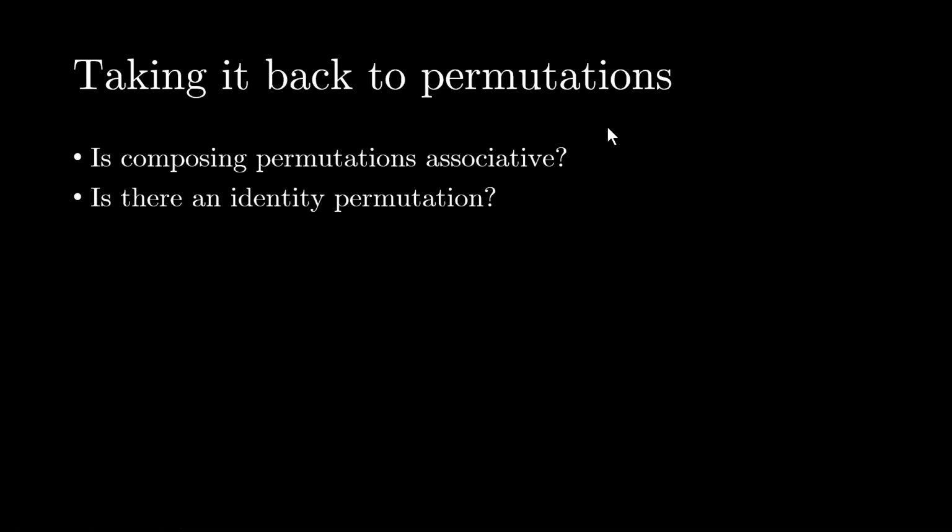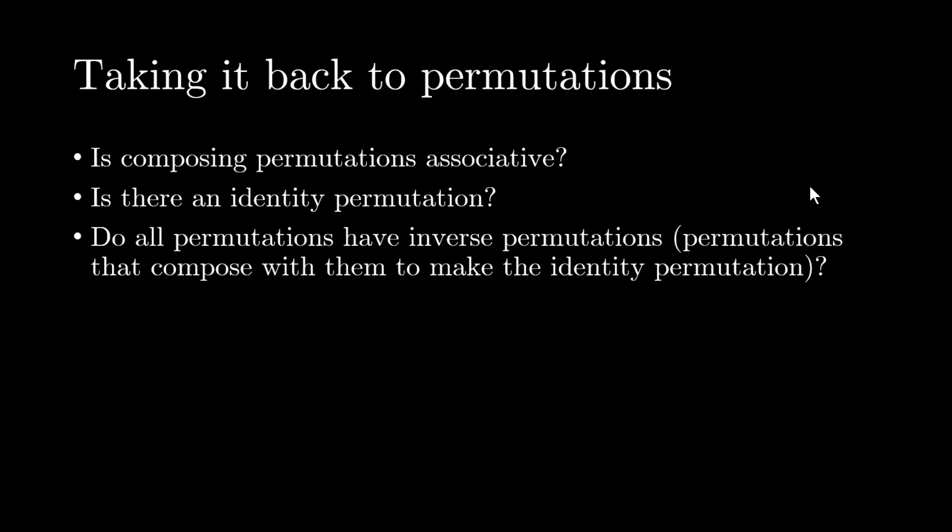Is there an identity permutation? Well, yes, there is, because it's the identity function. What's a permutation? A permutation is just a bijection from a set to itself, and that's exactly what the identity function is. It's injective because it just maps everything to itself. It's surjective because everything gets mapped to itself, so everything gets mapped to. So it is a bijection from a set to itself, and therefore it's a permutation.